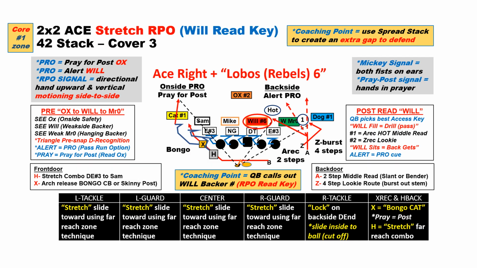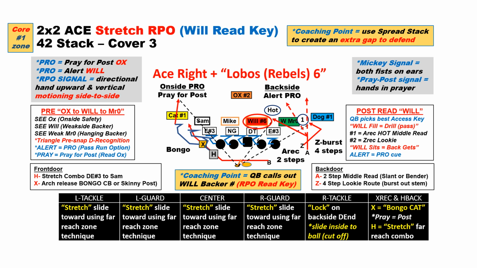All right, real quick, core play number 1. You run this till they take it away, our stretch zone to the tight stack. Nothing different for our rules. You can see X is going to arc out to number 1 with the option of the pray for post. H is going to combo.